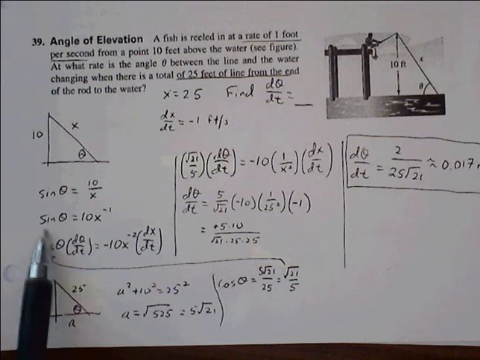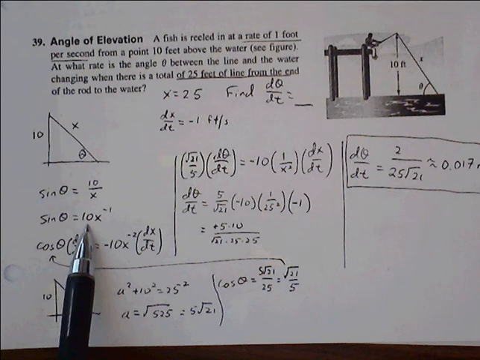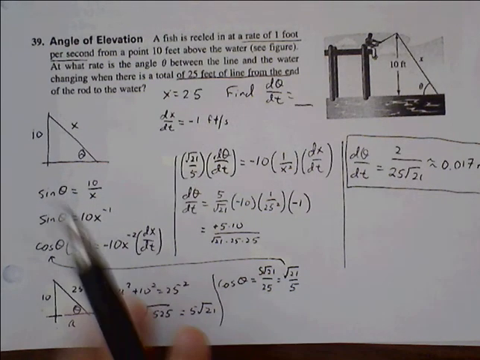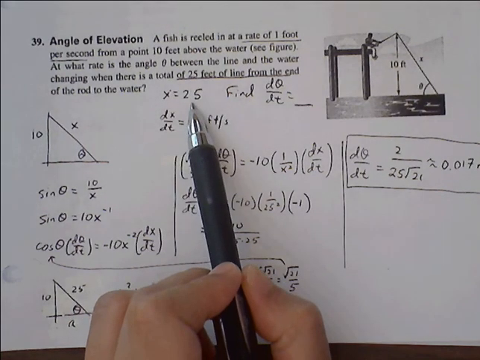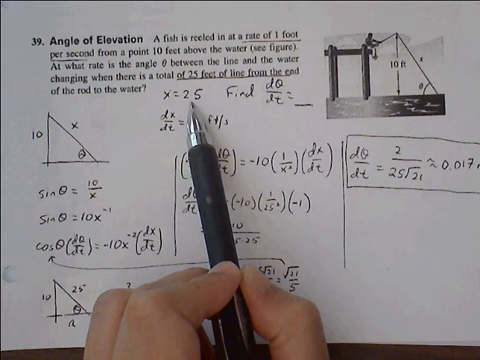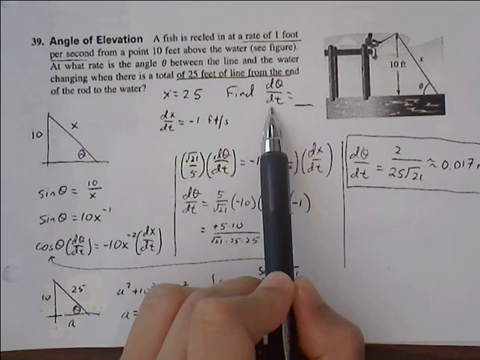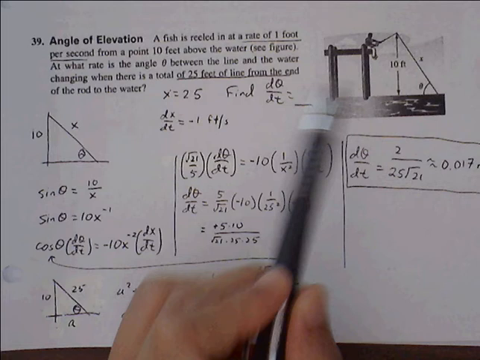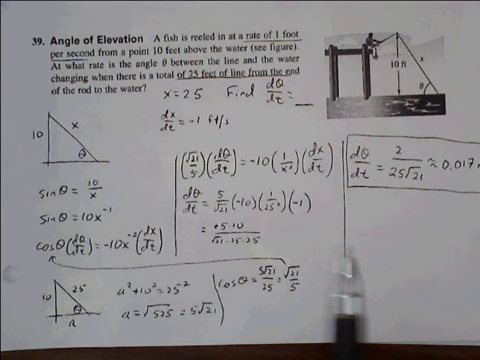And if we find the derivative, sine becomes cosine of theta, d theta dt. Going through the power rule, we get negative 10x to the negative 2 dx dt. We're told that there's a moment in time when x is 25. So the line is 25. d theta dt is what we're looking for, and dx dt is the rate at which the line is being pulled in, so negative 1 foot per second.